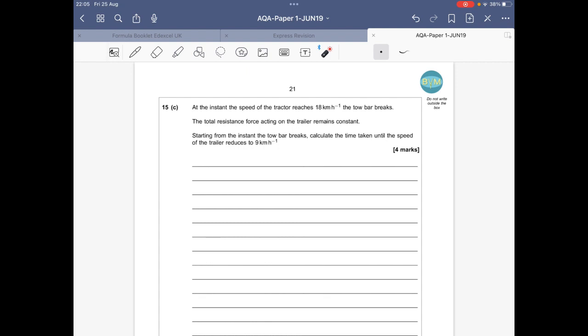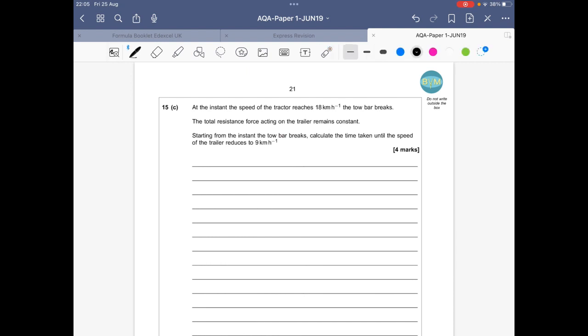So we are introducing now time and velocity, which means this is going to be a constant acceleration question, because our acceleration is going to be constant. It's going to be a deceleration between the 18 kilometers and the 9 kilometers, and it's going to be constant because the forces are not going to change.